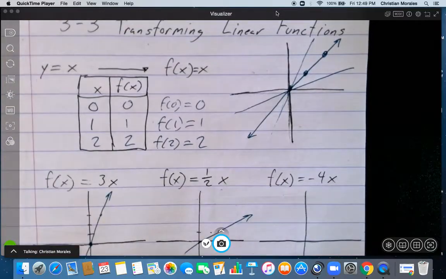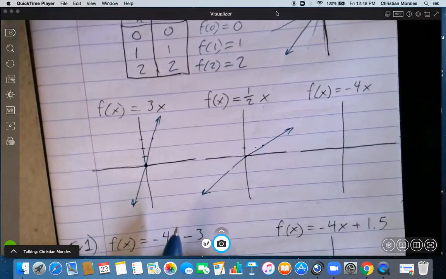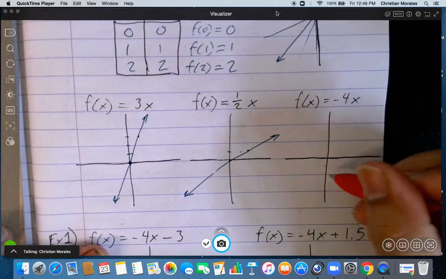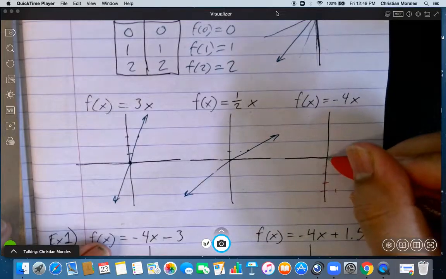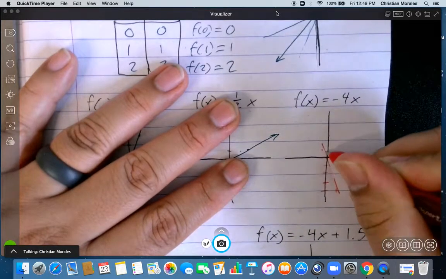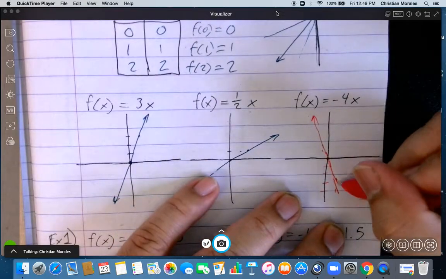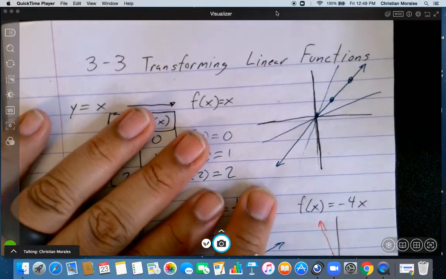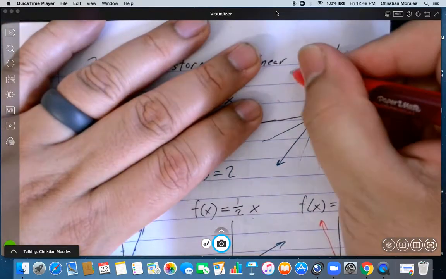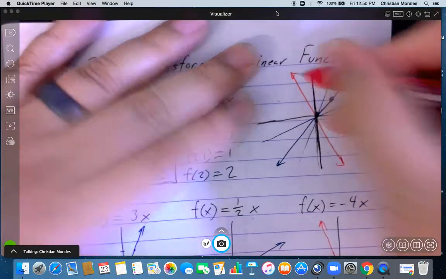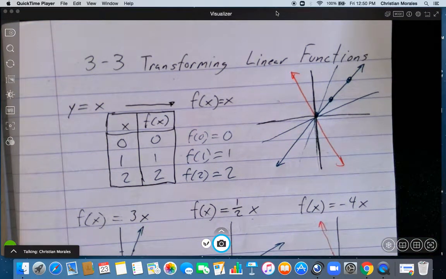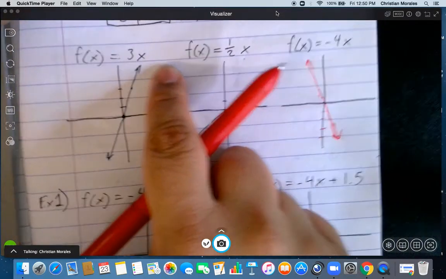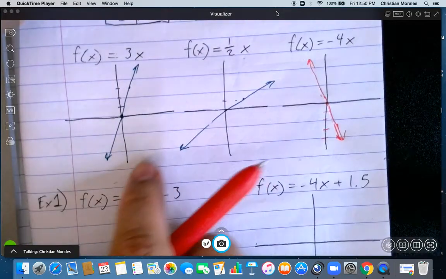Now, if you have a negative, like we have here, negative 4x, that slope would go down 4 over 1. So your line would go like this. Your line would look like that. And what was a line that has a positive slope is now going downward. So by multiplying, you're transforming the line, changing the direction it goes. If you're changing the front of it by multiplying, you're changing the direction.